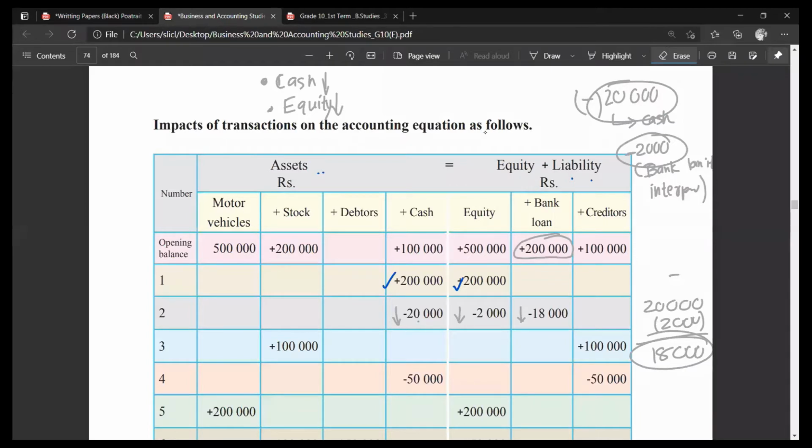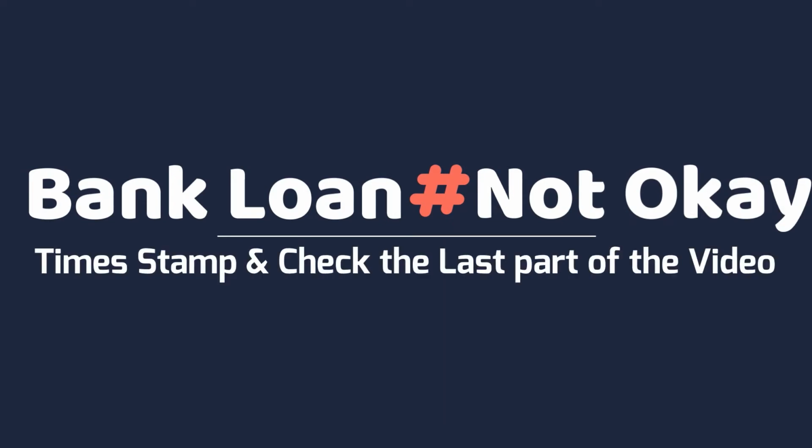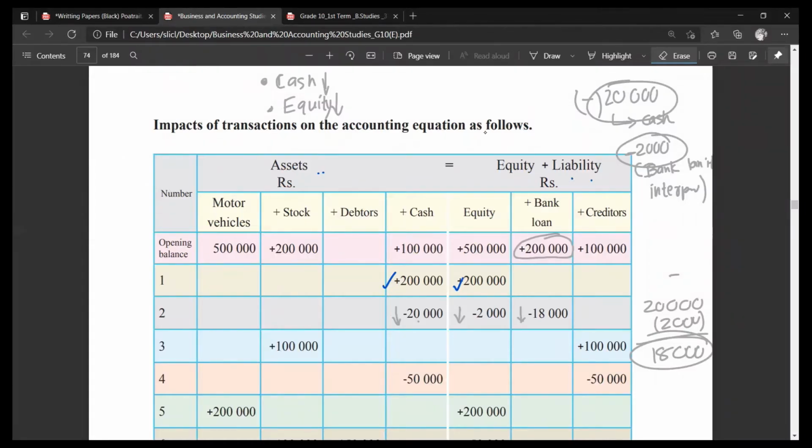And also the equity side. Interest is an expense here, and expenses will reduce our equity. So there are two reasons for reducing our equity. Number one is drawings, right? Drawings means what the owner takes. Number two is obviously expenses. So here the interest is an expense, and because of that, equity will be reduced by 2,000. And they have settled the bank loan only by 18,000, because that 20,000 installment has 2,000 of interest expense. Got it?